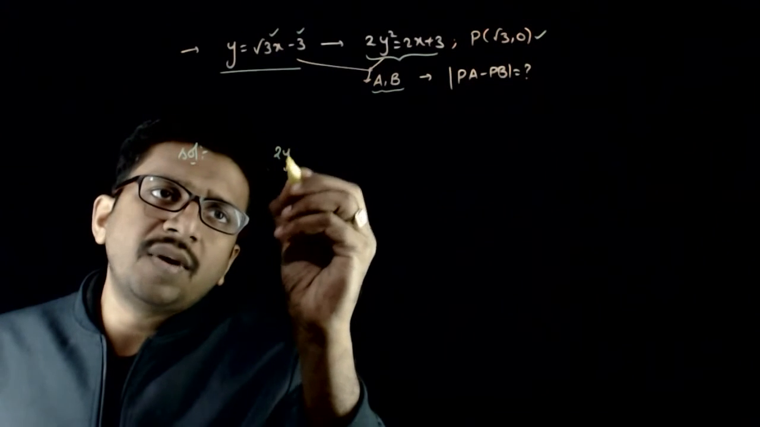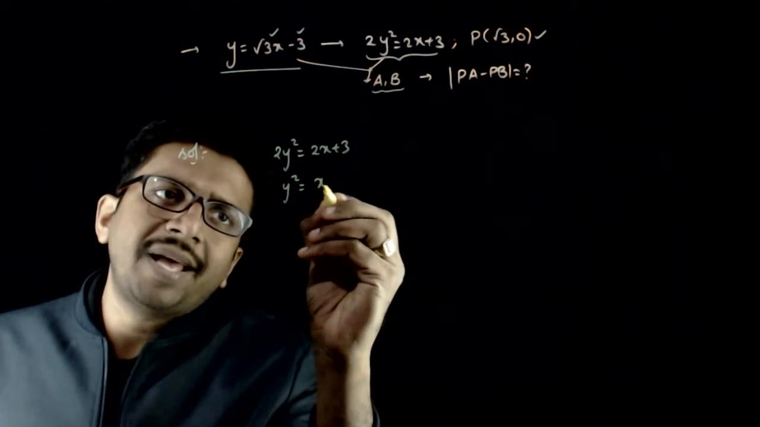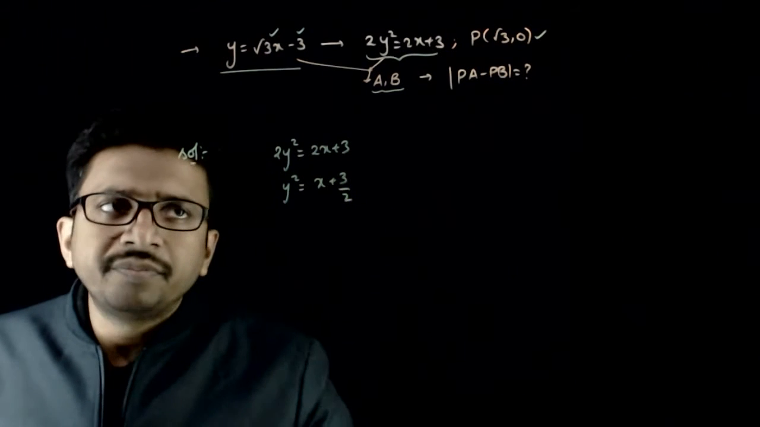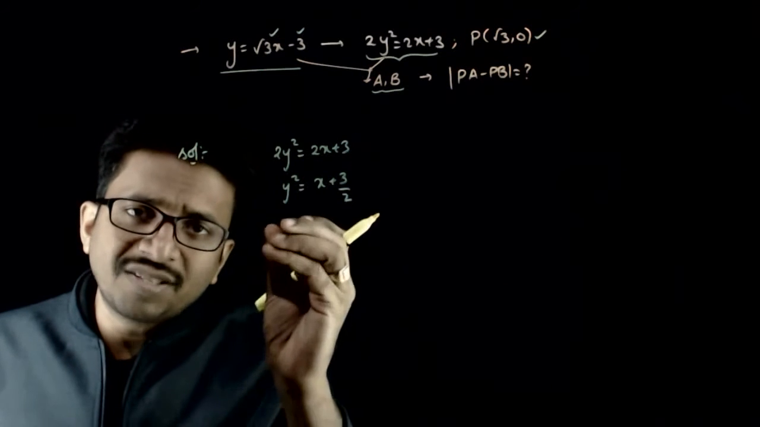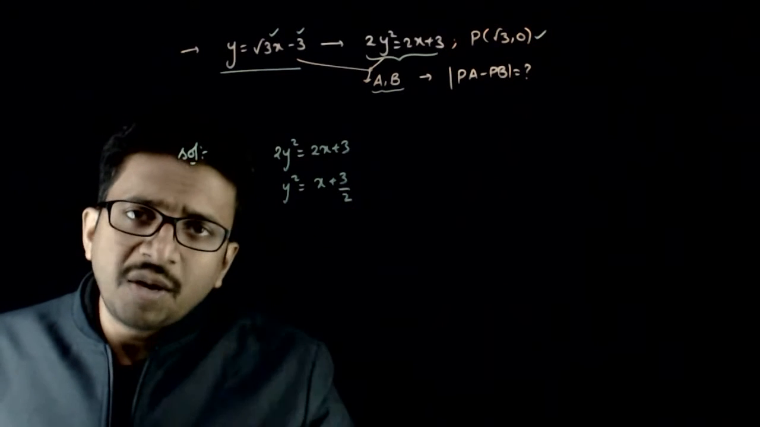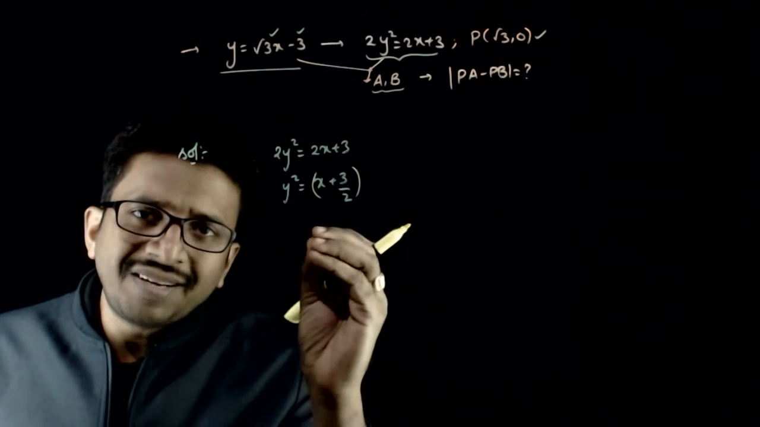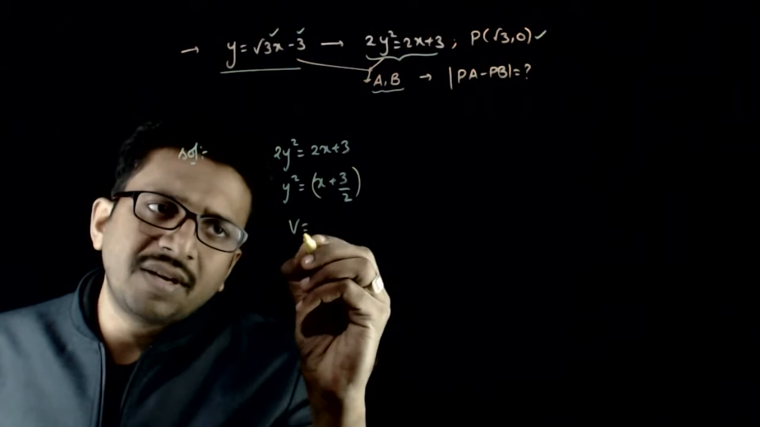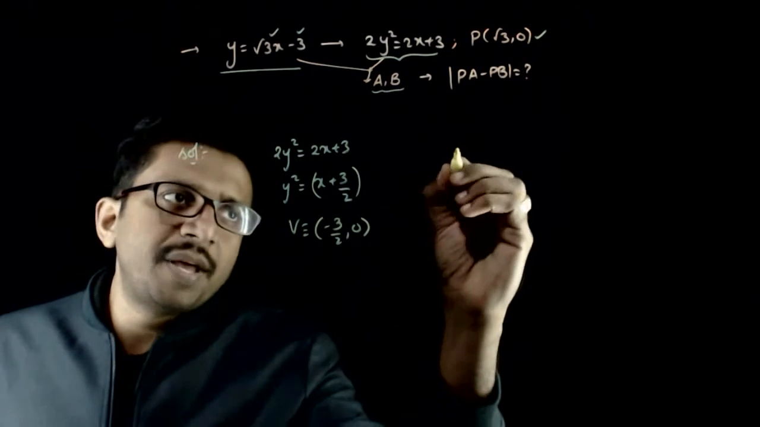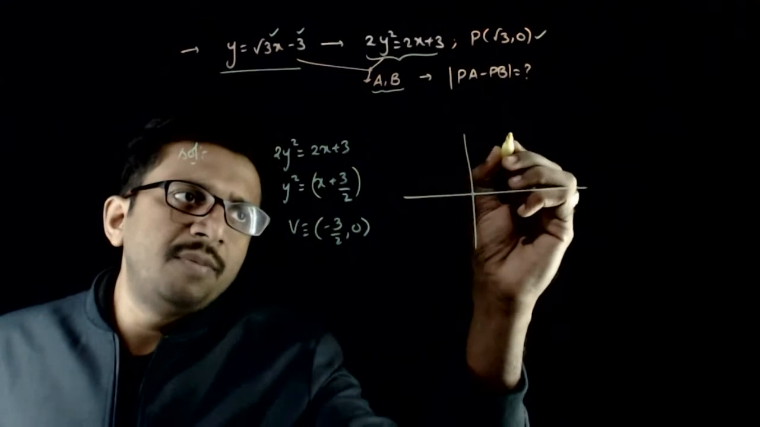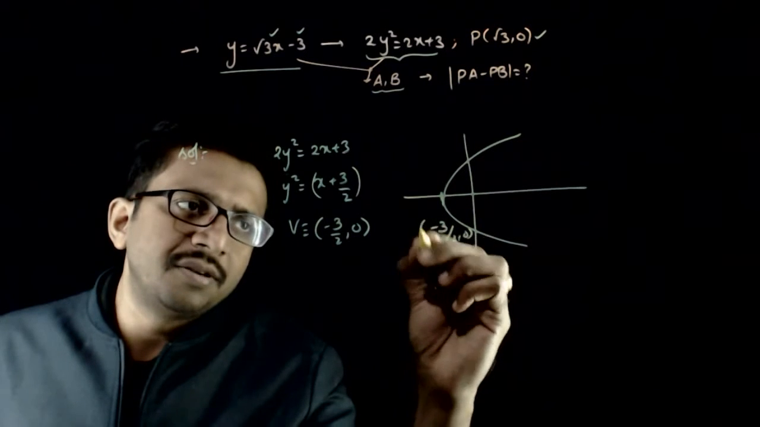So 2y square is equal to 2x plus 3. So y square is equal to x plus 3 by 2. What is this? This is a horizontal parabola, of the form y square is equal to 4x, but instead of x, you have x plus 3 by 2. That means the vertex is (minus 3 by 2, 0). So if I draw this parabola, it will be slightly shifted backwards because the vertex is (minus 3 by 2, 0).